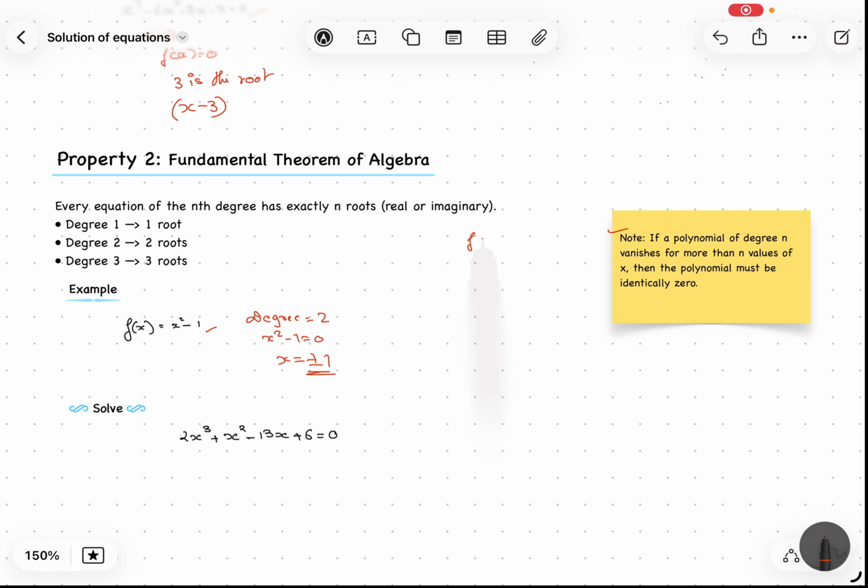Consider we have f of x, and I put f of 1 and it comes to be 0. f of 2 is 0. f of 3 is also 0, which means f of x is 0 for every value of x. So the polynomial must look like 0x to the power of n plus 0x to the power of n minus 1 plus ... plus 0 equals 0.